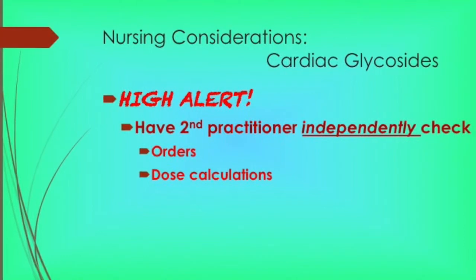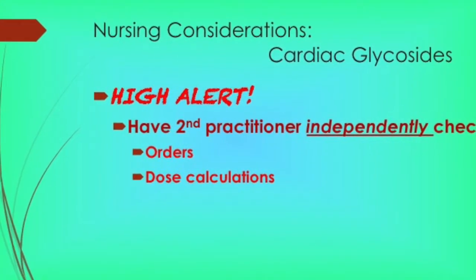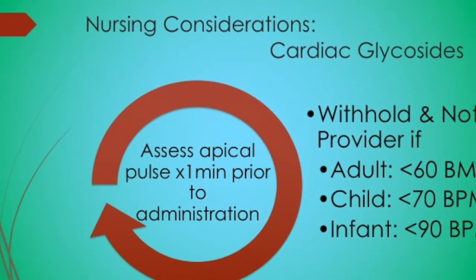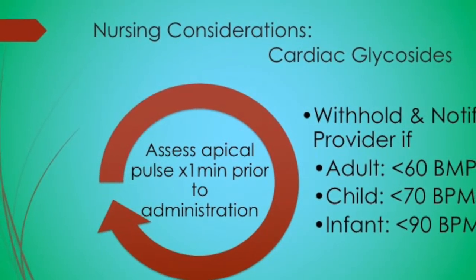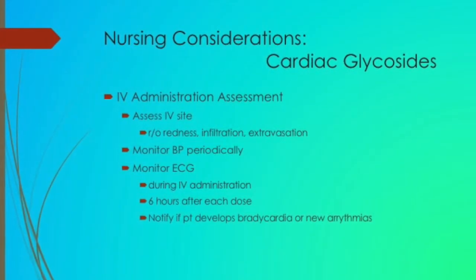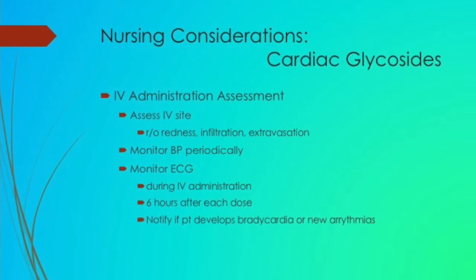It's a high alert medication, so have a second practitioner independently check the orders and dose calculations. Assess the apical pulse for 1 full minute prior to administration. Withhold and notify if an adult's heart rate is less than 60 beats per minute. Assess the IV site. There is a risk of redness, infiltration, extravasation.